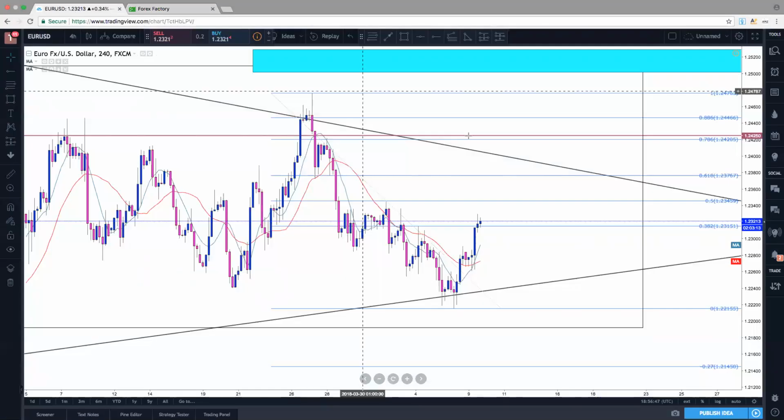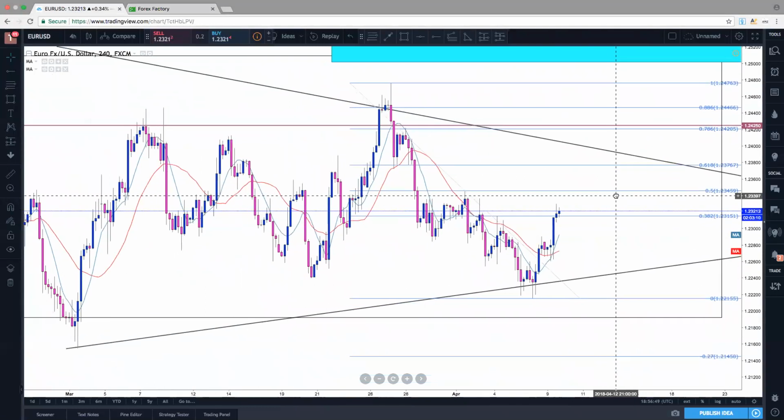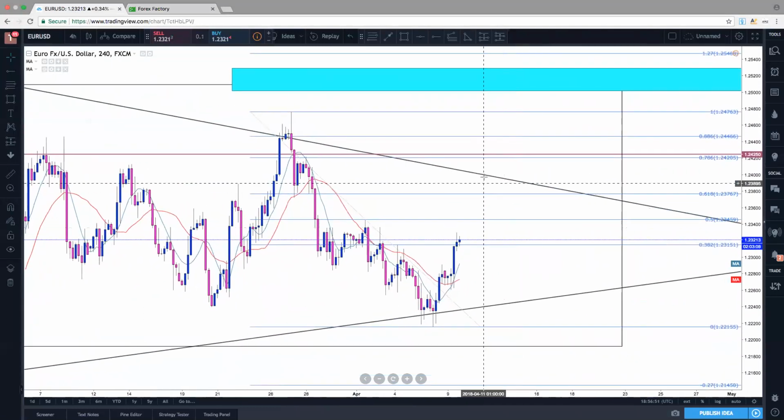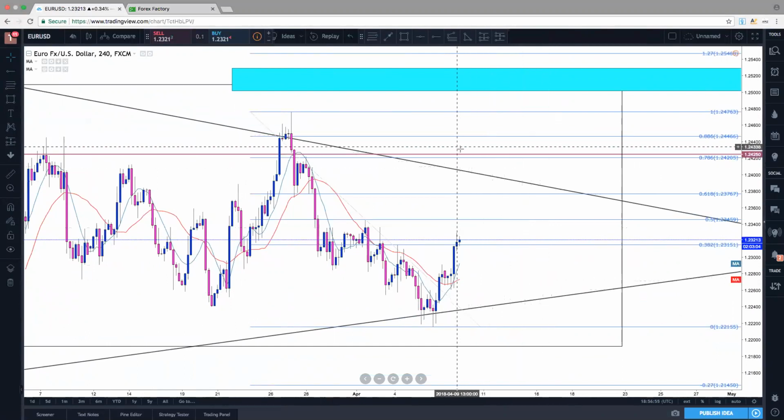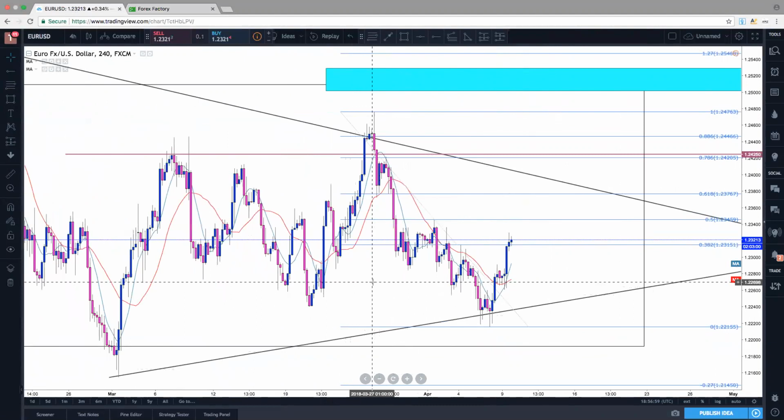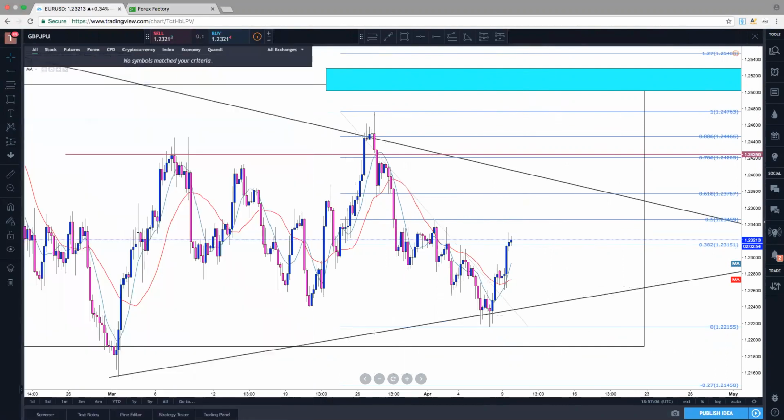If you are going to trade Euro USD, I would definitely wait and see what's going to happen. We could wick this and come back down to end the week, but definitely watch to see what happens on Wednesday. We'll do GBP JPY next.